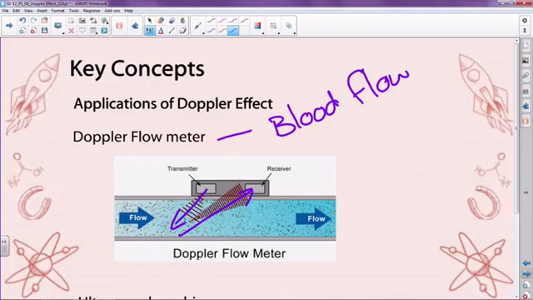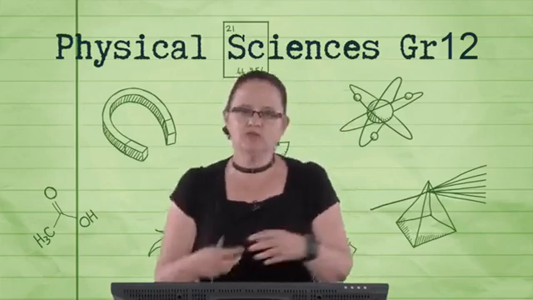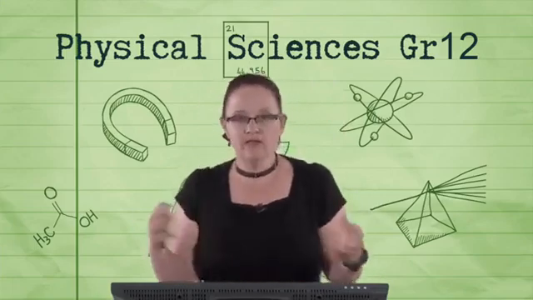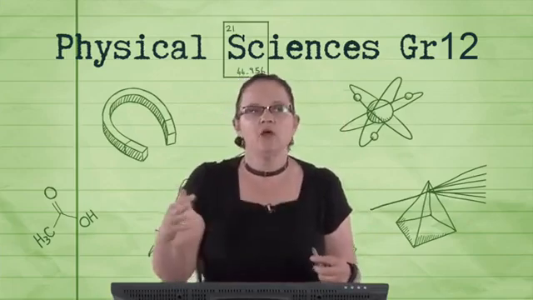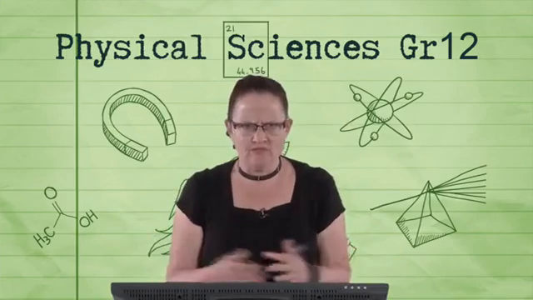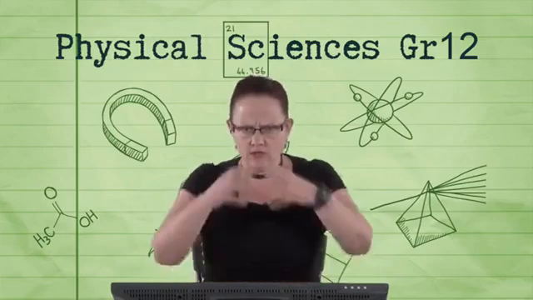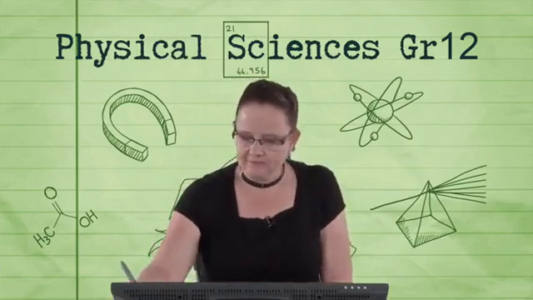Because if the blood was stationary, then the received wavelength would be exactly the same as the transmitted wavelength. But the blood's flowing. And that way, doctors can see whether somebody has constricted veins, whether there's a problem, and all of that. They do the same when they're looking at people's hearts before they do surgery. If they think somebody needs surgery on their heart, they use it to measure the valves and that sort of thing. Okay, so that's the first thing.